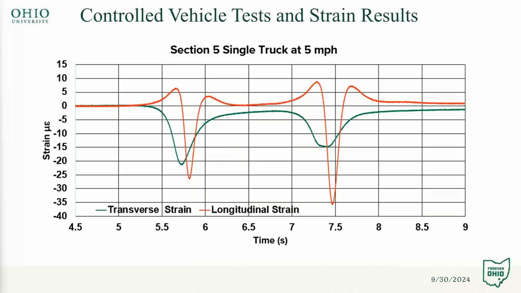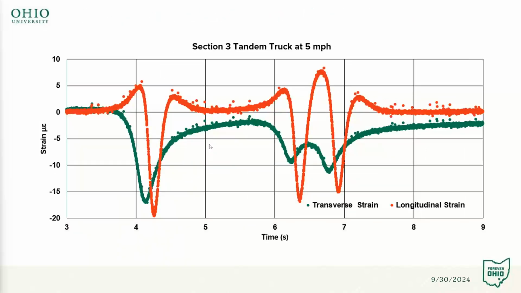This is just a sample of the data that we got from the strain gauges. This is the transverse and longitudinal gauges on section 5, a single axle truck at 5 miles an hour. This is only 2 seconds worth of data, but we were collecting data at a high rate, about 2,000 samples a second, and then filtering the noise. This is kind of the data looks that we get. And this is the same thing on section 3 for the tandem axle truck. And you can see the tandem tires back here for both the transverse and longitudinal strain gauges.